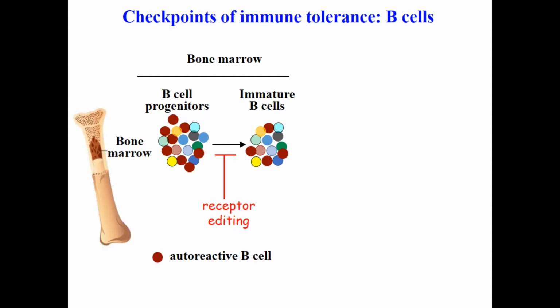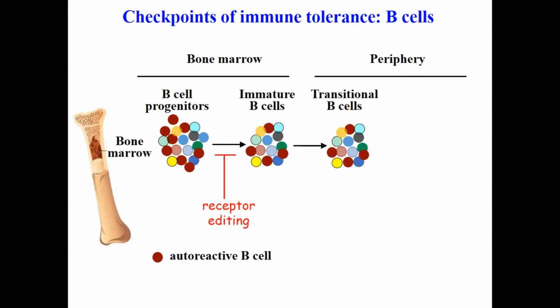We call this receptor editing. So they change their immunoglobulins. That immunoglobulin no longer recognizes the self-antigen. It's now capable of recognizing a non-self antigen. By this mechanism, from B cell progenitors to immature B cells, we decrease the percentage of B cells that recognize self-antigens. That is good to protect against autoimmune responses.